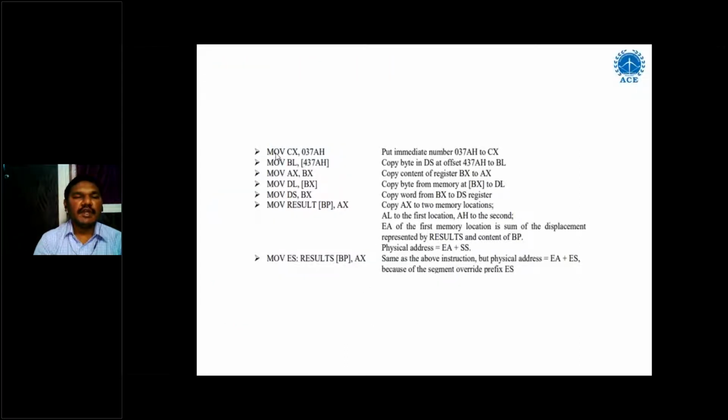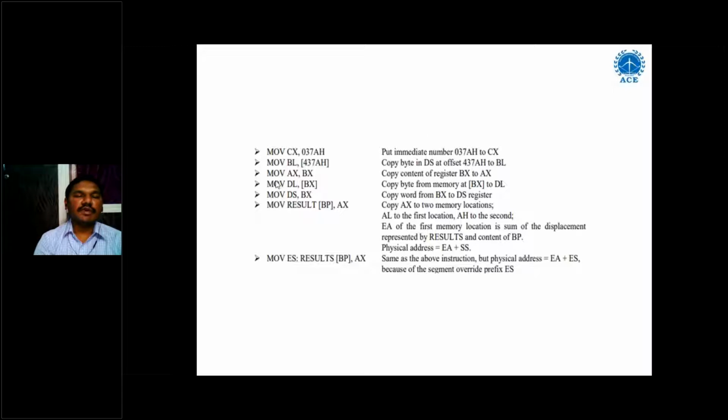See, for example, here I am giving MOV CX, 037AH. Put 037AH into the CX register. So this is what we call the immediate number, right? Now MOV BL, [437AH]. This is what we call the memory operand, right? The content of the data stored at the address location 437AH is copied into BL. The address 437AH itself will not be copied into the BL register.